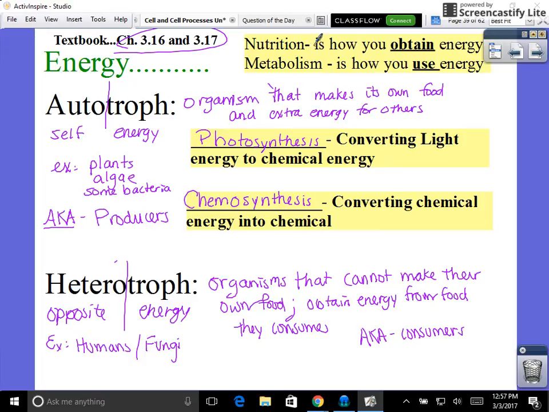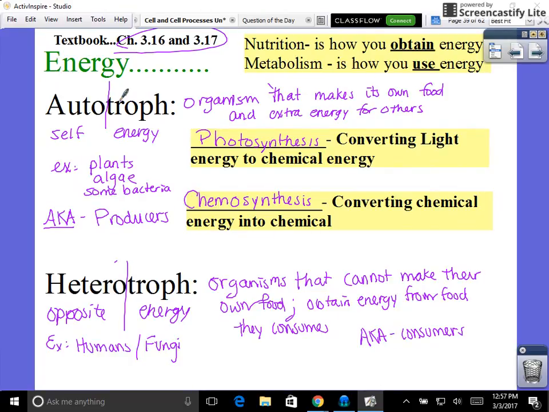And as we're talking about whose job is what, it's important to understand some terminology. One is nutrition, and that's how you obtain energy. And the other is metabolism. It's how you use energy. So sometimes these words can get confusing, so I have them up here for you in your notes so that you can refer back to it. Again, nutrition is how you obtain. Metabolism is how you use it.